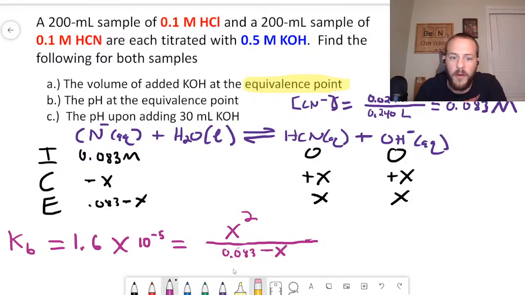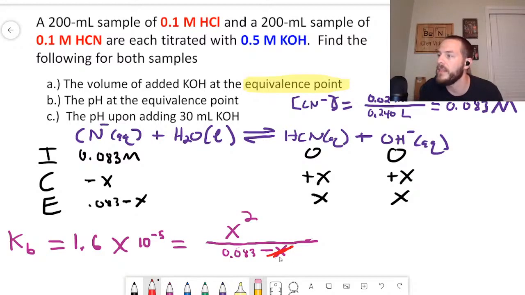Now, quadratic equations are pretty tricky to solve. You have to use the quadratic formula, which I don't really like to do. I'm not a big fan of the quadratic formula. So what I do is I just use the x is small approximation. So I just get rid of that x, just cross it out, just ignore it.